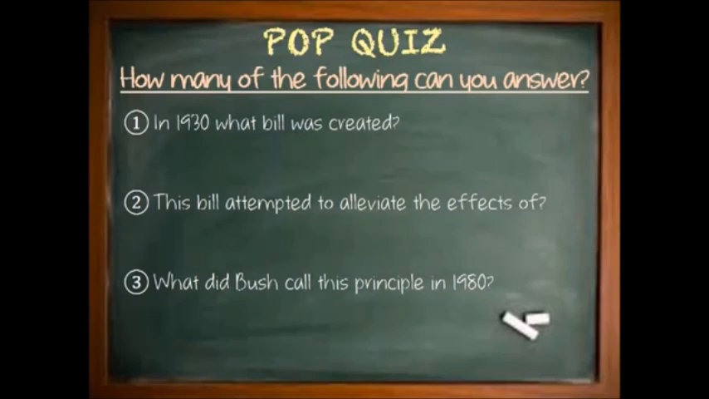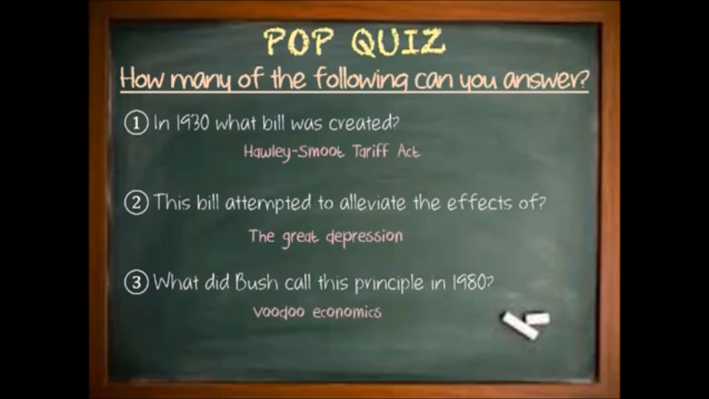Now, time for a pop quiz on the lesson you just took part in. See how many of the following questions you can answer correctly. Number 1. In 1930, what bill was created? Number 2. This bill attempted to alleviate the effects of? And number 3. What did Bush call this principle in 1980? Chances are you and the other students in this lesson were unable to confidently answer all of these questions.